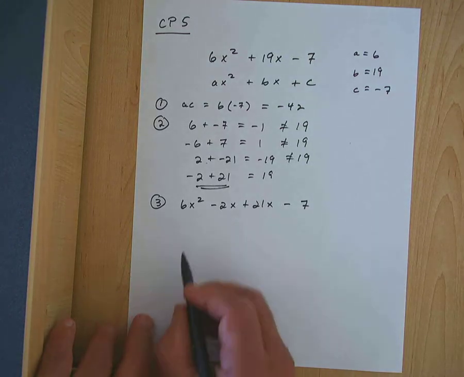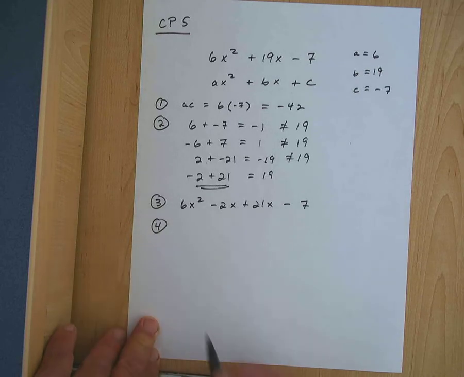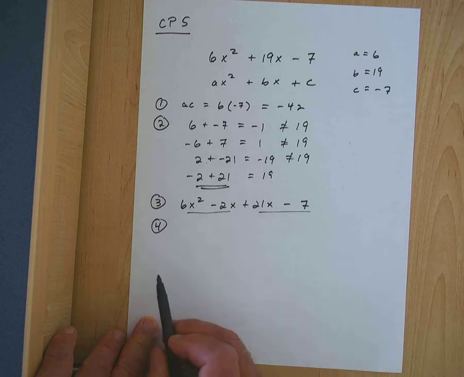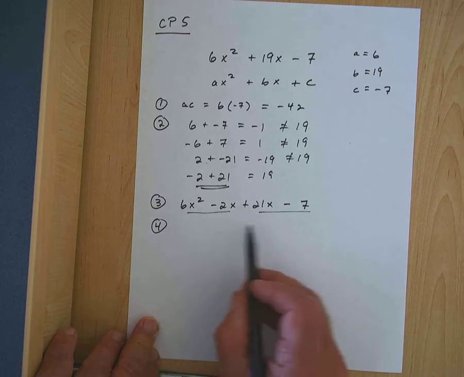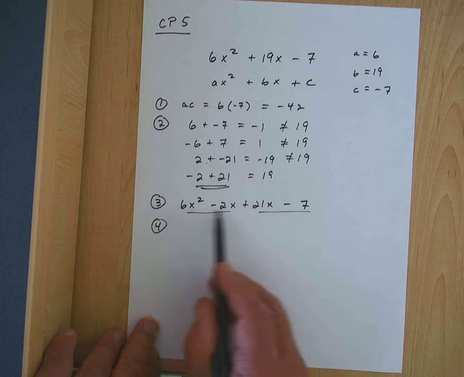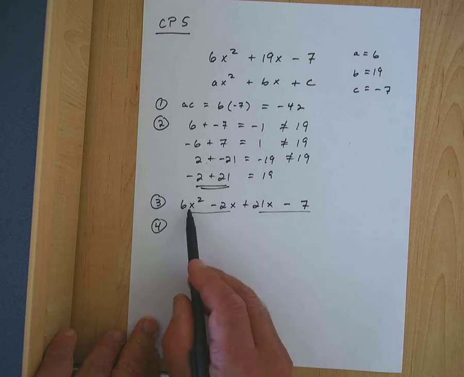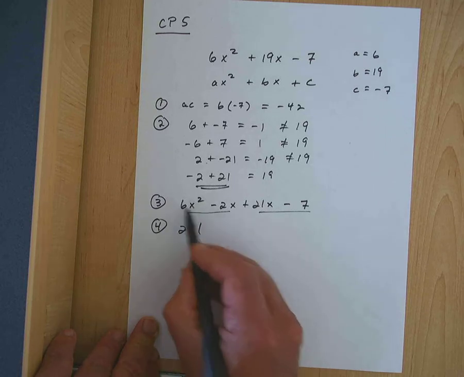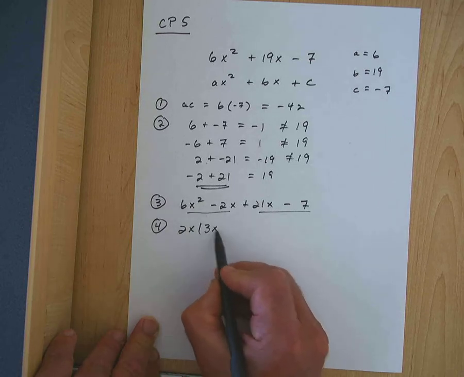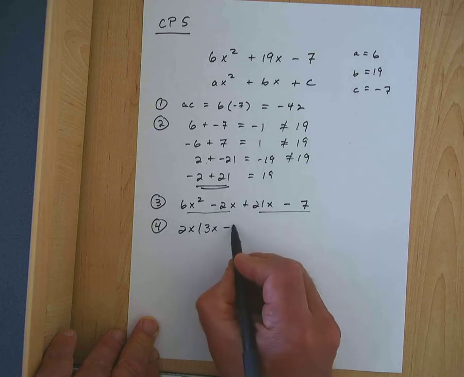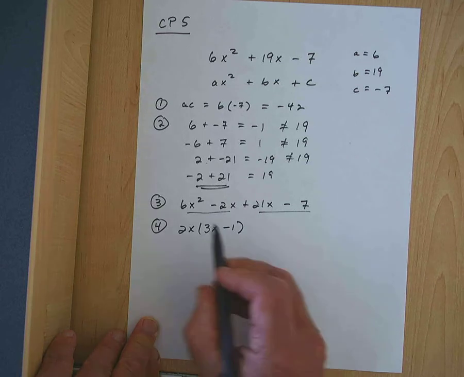Okay, now do this using grouping, the fourth step. So we're going to group the first two terms together and the third and fourth terms. All right, so we group these together. You can see they have an x in common. They also have a 2 in common. So let's take a 2x out. And what we're left with here is 3x. Over here, in order to get negative 2x back, we would need a negative 1 here. Okay, so that's the first part.